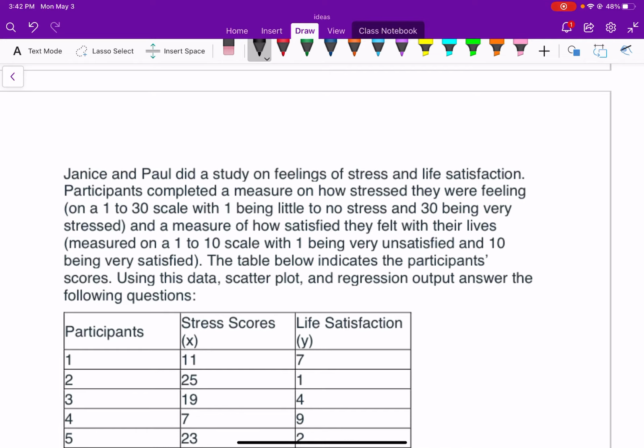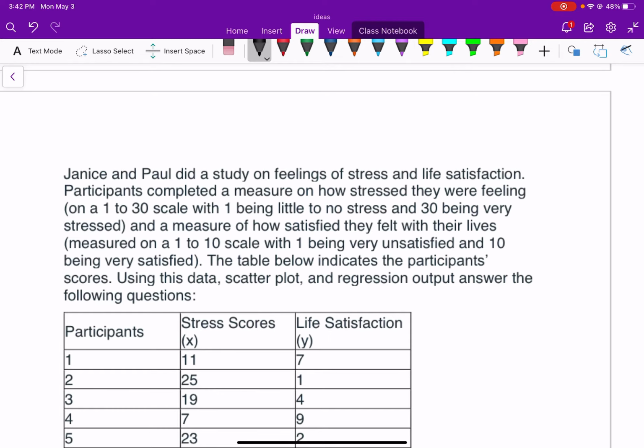I want you to notice something. The scales are very opposite. So if I do a 1 on my stress test, that means I have no stress, which is usually a positive thing. Whereas if I do a 1 on my life satisfaction, I'm very unsatisfied with my life, which is typically a negative thing.